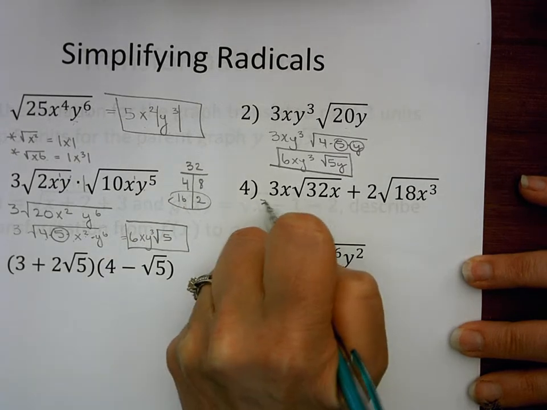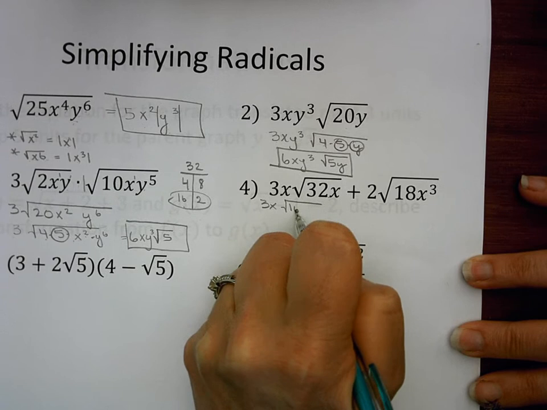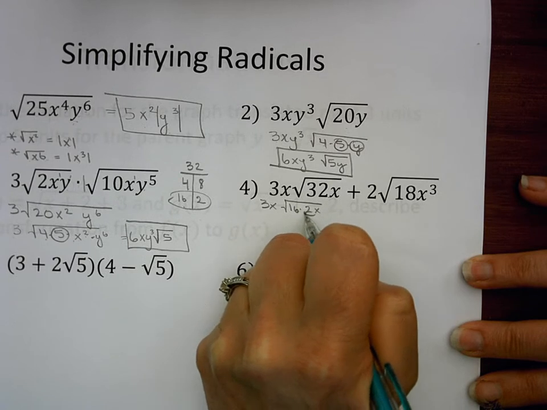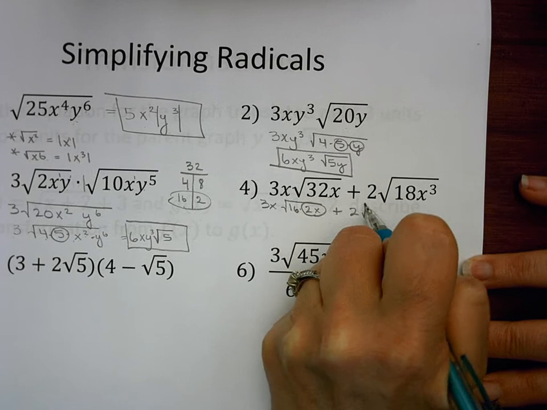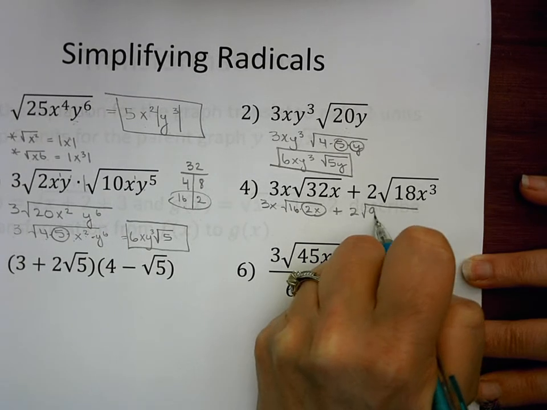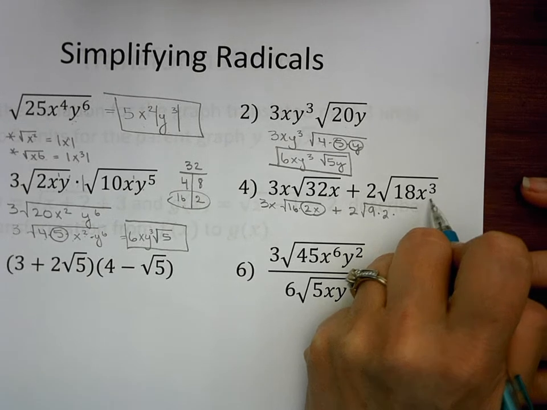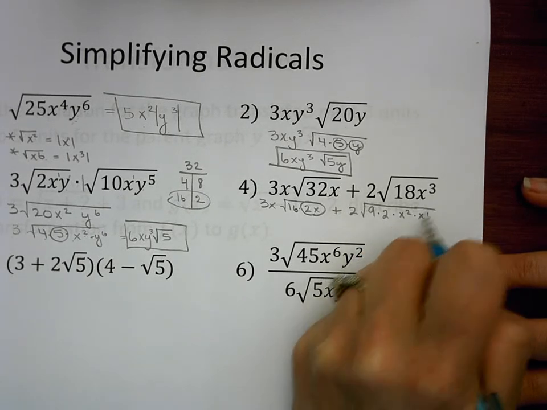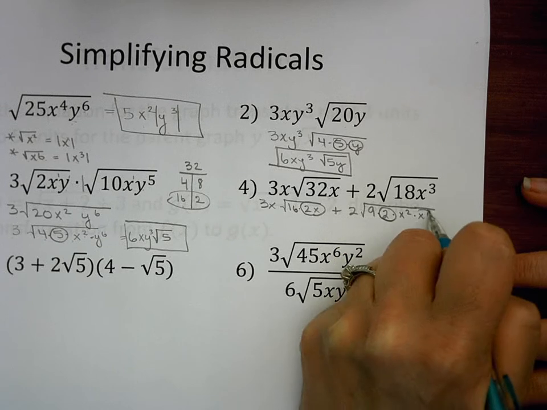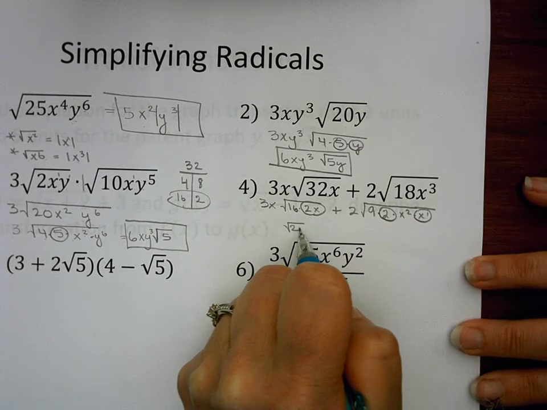So I have 3x. 32 is going to be 16 times 2x. These are the ones I don't know the root of. Plus, and then I have a 2. 18 is 9 times 2. And then for x to the third, I'm going to split off one of the x's. And I don't know the root of 2 or the root of x. So I'm going to put my root first so I don't make that mistake.